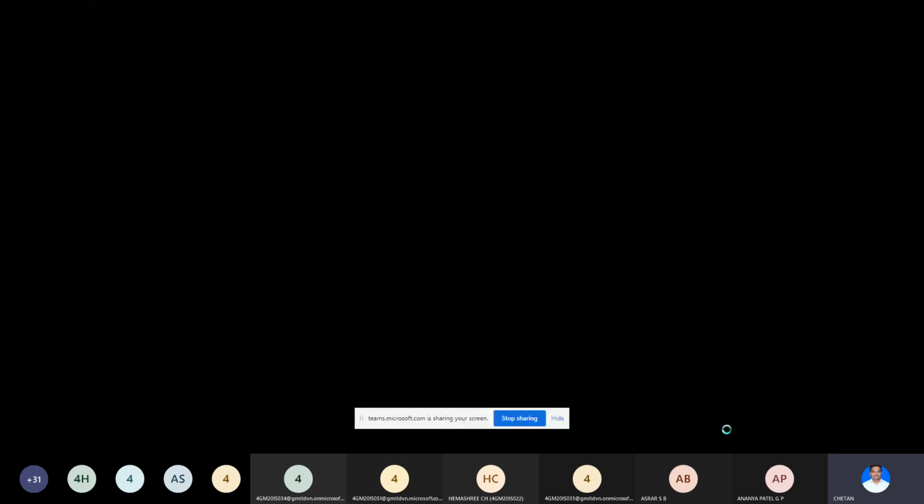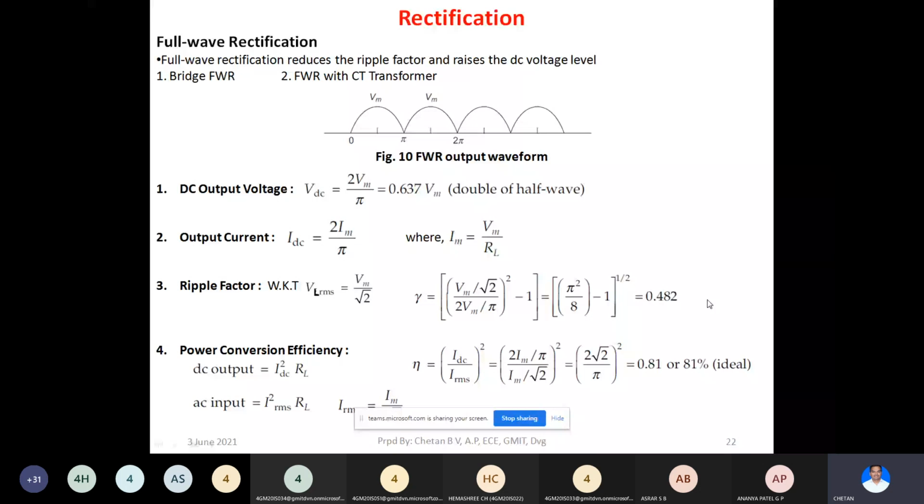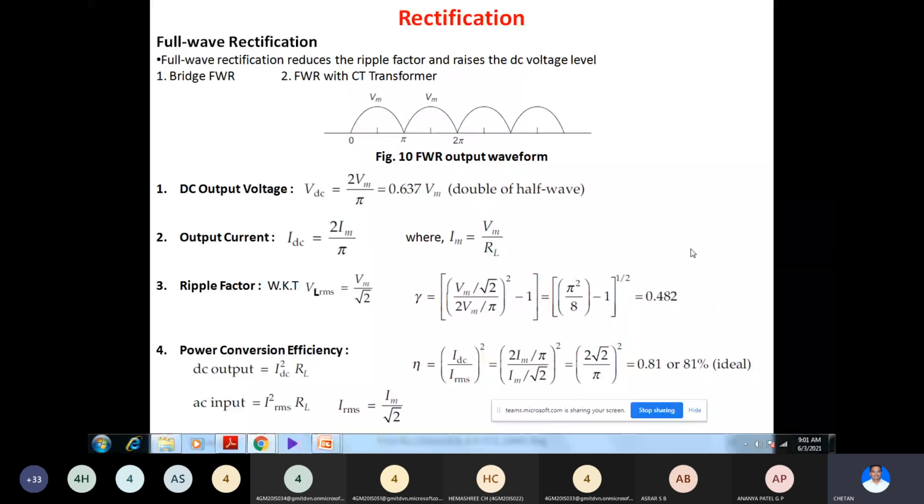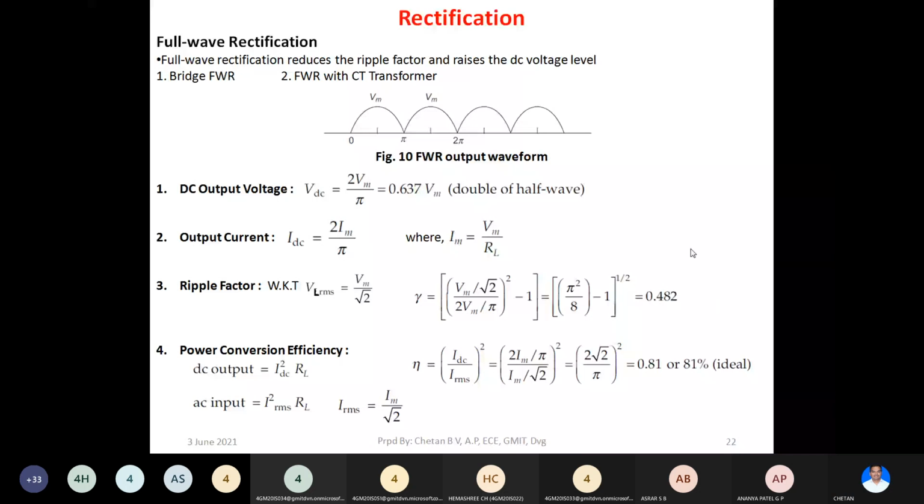Before starting today's class, let us have a recap of the last class topics. In the last class, we studied full wave rectification, which means both positive as well as negative half cycles of the input AC signal will be rectified. Under full wave rectification, you already know there are two rectifiers. One is the bridge full wave rectifier. The second one is the full wave rectifier with center tap transformer.